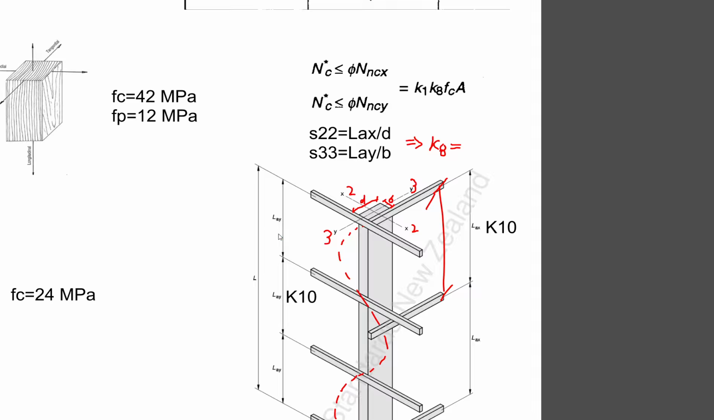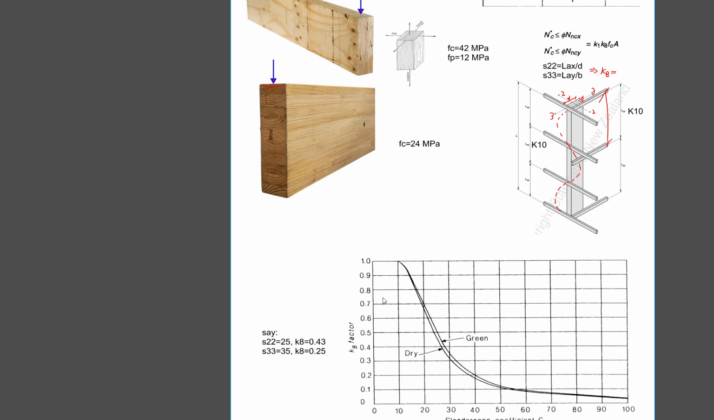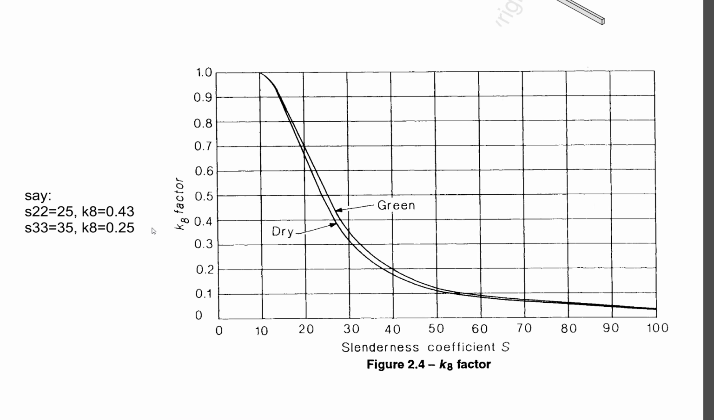As you can see, you would work out your Lx and Ly depending on where your restraints are. For example, let's make an exercise. Say your S22 is 25 and S33 is 35. Looking at this graph, you can work out your 25 is something over here, and for dry timber, that would be your K8 factor. It's roughly about 0.43, call it.